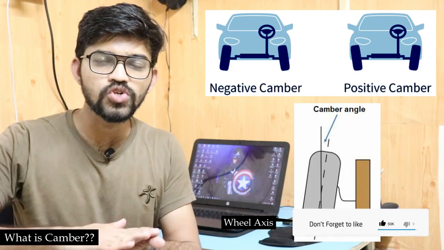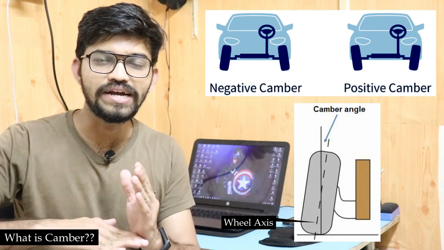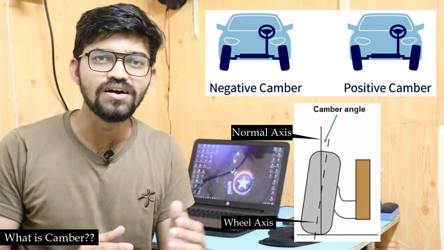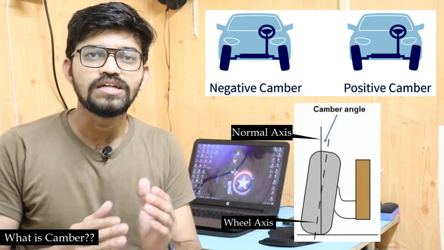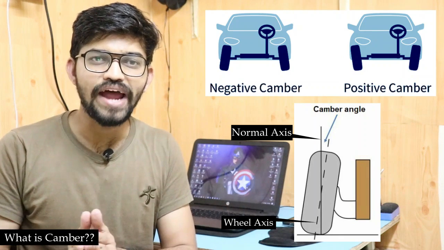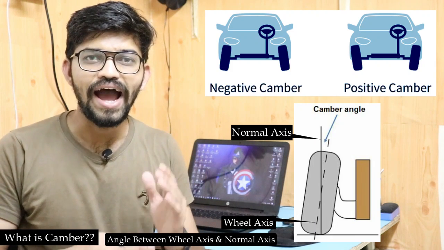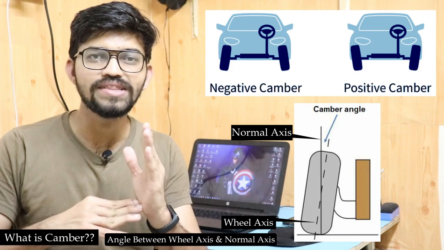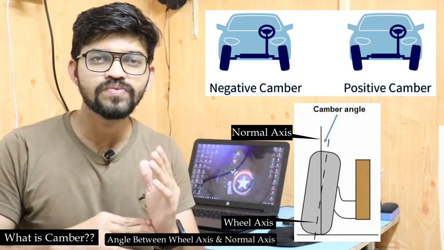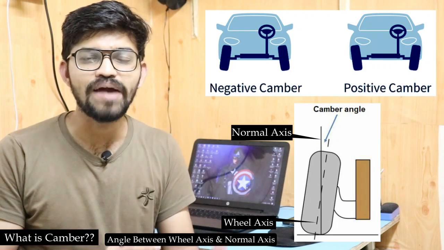Now the road is also there, and a perpendicular drawn to the road is called the normal axis. So when this wheel axis makes an angle with the normal axis, this angle is called the camber angle. So the camber angle is nothing but the angle between the axis of the wheel and the perpendicular drawn to the road, that is the normal axis. So these are the two important parameters while deciding the camber.